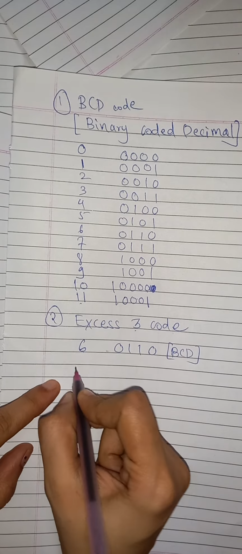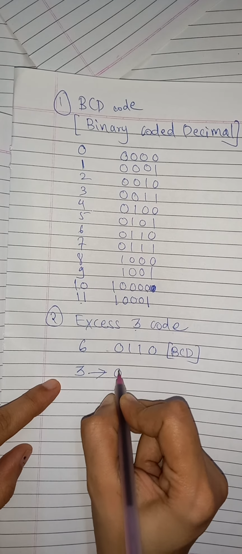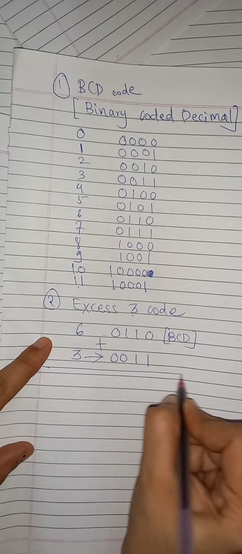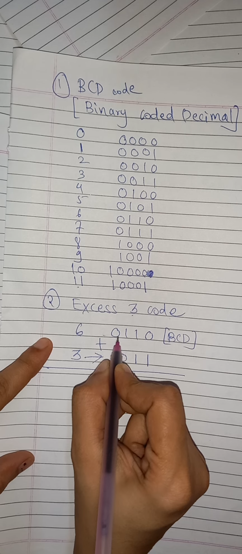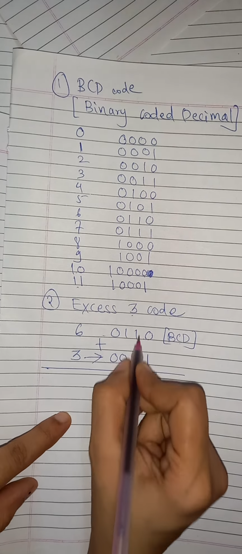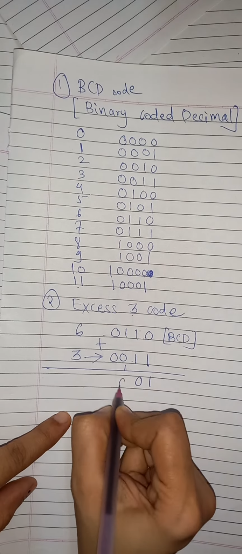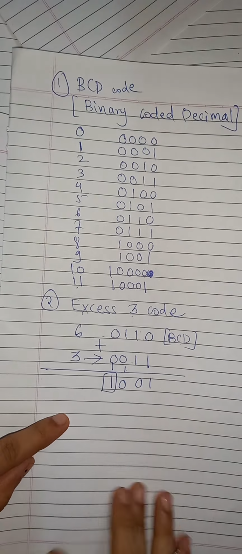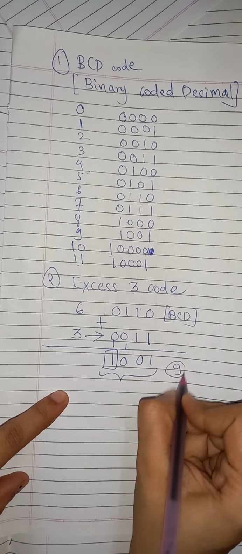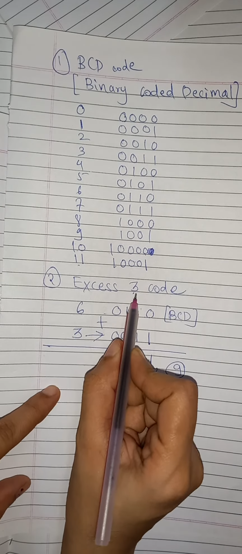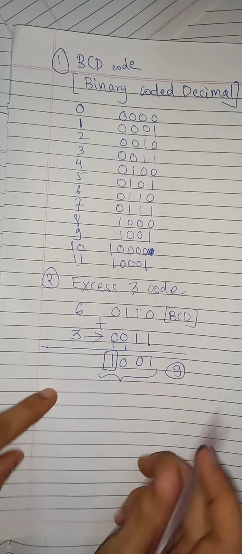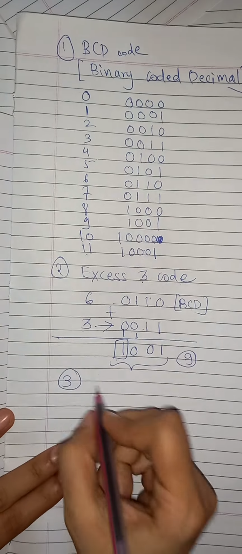In binary form, 3 can be represented as 0 0 1 1. So to get the XS3 code for 6, we will add 3 to this binary coded decimal format. So 0 and 1 is 1, 1 and 1 is 0, carry 1, 1 and 1 is 0, carry 1, 1. So actually we will receive 9 in XS3 code. Yes, XS3 means plus 3, 6 plus 3 is 9, and we are getting 9 here. So it is verified.